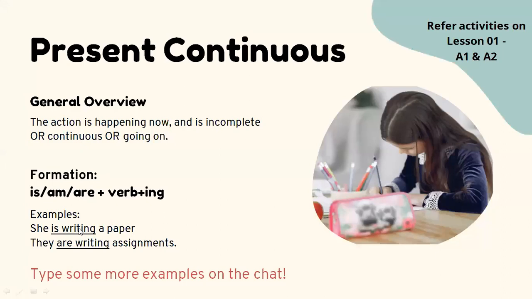The other thing you should know when writing present continuous tense is to identify whether it is singular or plural, then select the right be verb. For singular, it's is, and for plural, it's are. So use that and make your sentences.